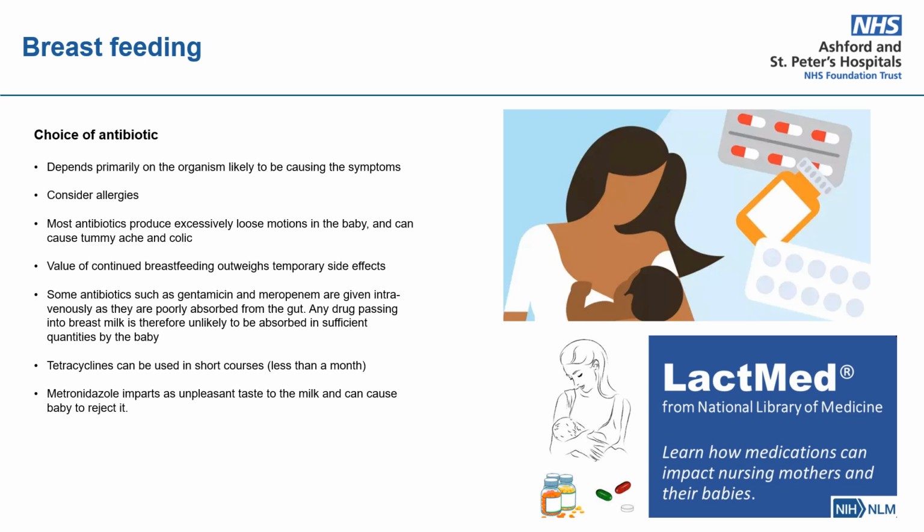Breastfeeding considerations when prescribing. The choice of antibiotic to treat any condition depends primarily on the organism likely to be causing the symptoms, as well as taking into account any previous allergies, for example a rash in response to penicillin. Most antibiotics, as mentioned before, can produce excessively loose motions in the baby with the appearance of diarrhea. Some babies appear more unsettled with tummy aches or colic. These effects are not clinically significant and they don't require any treatment. Furthermore, the value of continued breastfeeding outweighs the temporary symptoms.